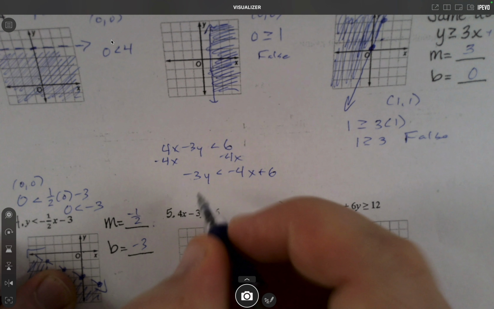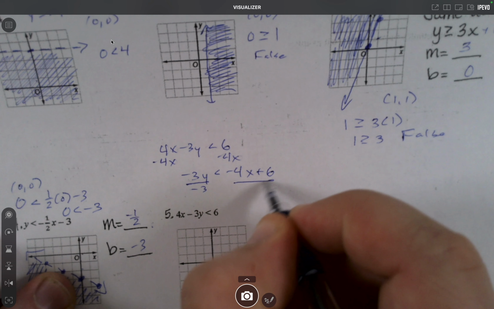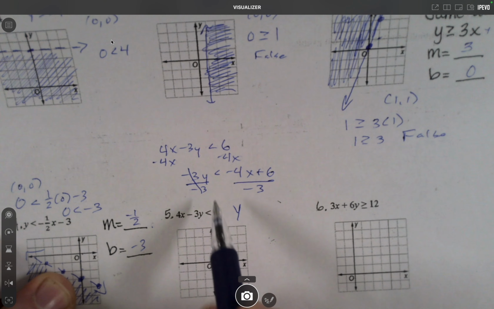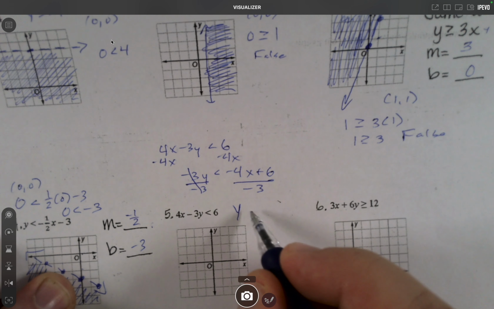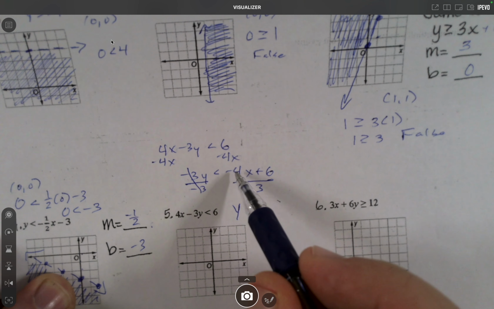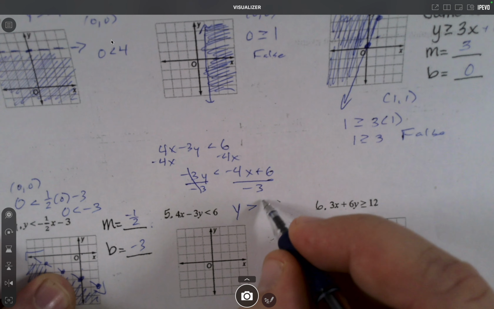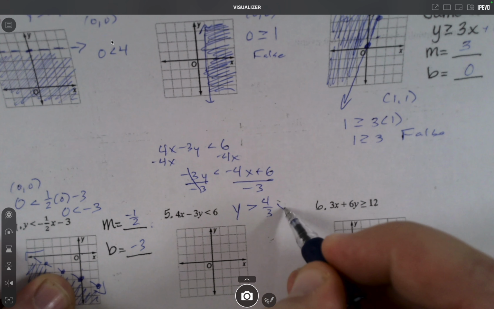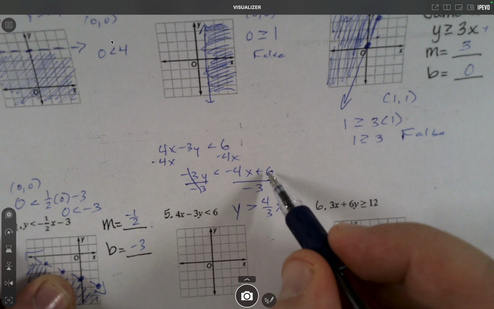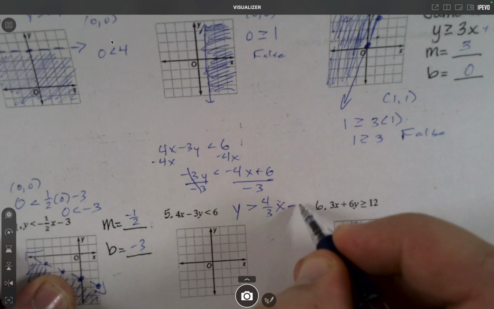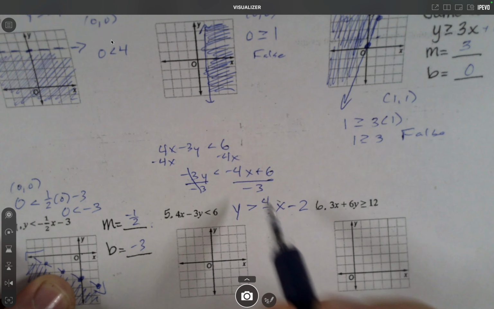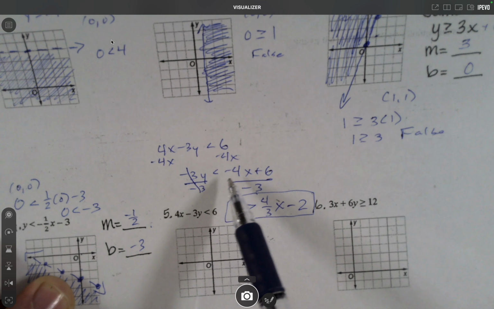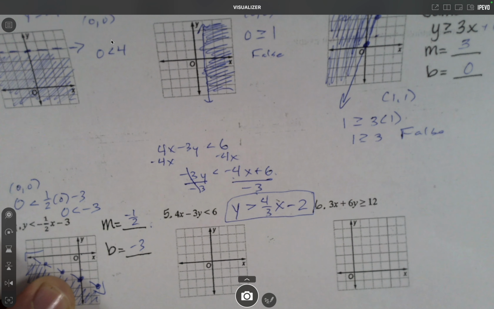And then we need to divide everything by negative 3. So first of all, because I divided by a negative number, I have to reverse the inequality sign to say greater than. Negative 4 divided by negative 3, I'll just call it a positive 4/3, because negative divided by negative is a positive, so 4/3 x. And then 6 divided by negative 3 is negative 2. So make sure when you do this, you divide every single term by whatever's in front of y.